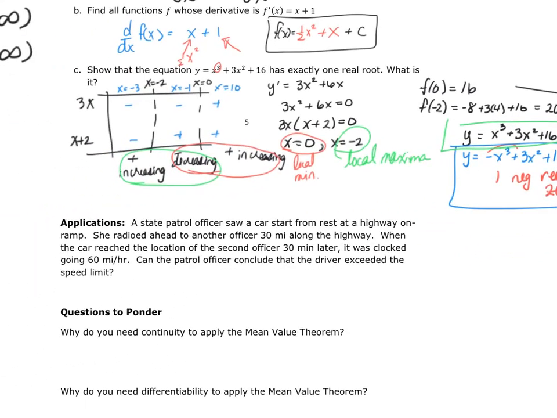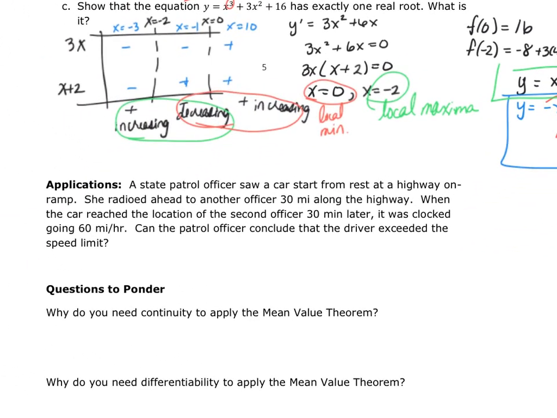All right, last example, and then there's some questions for you to ponder. This last example says a state patrol officer saw a car starting from rest at a highway on-ramp. She radioed an officer 30 miles along the highway. When the car reached the location 30 minutes later, it was clocked at going 60 miles an hour. Can the patrol officer conclude the driver has exceeded the speed limit? And the answer is yes.